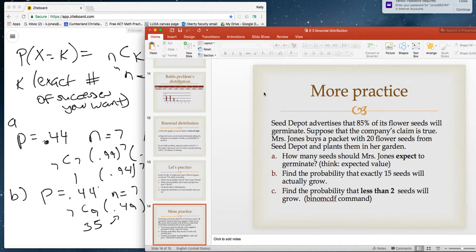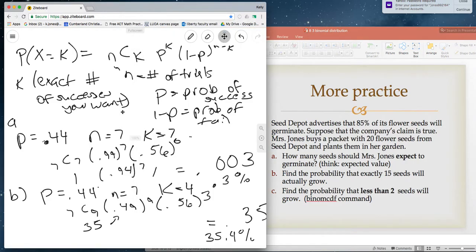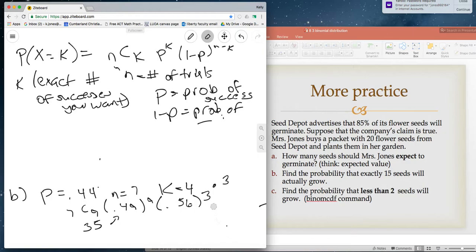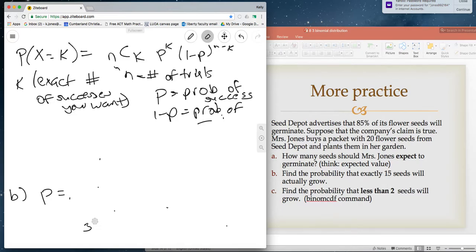Okay, so a couple other things. A new problem. And we have one that's now talking about agriculture or seeds. So kind of read over that for a second. Okay, now let's see if you can decide what the different values will be.